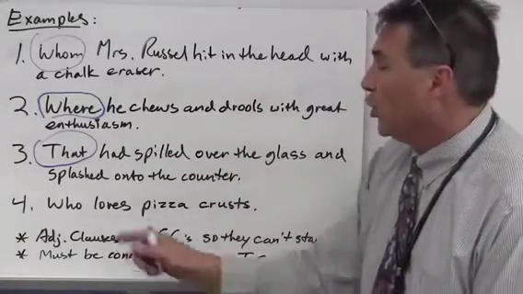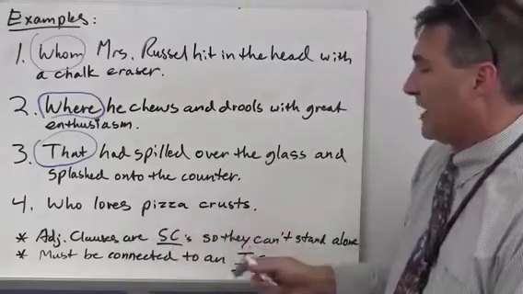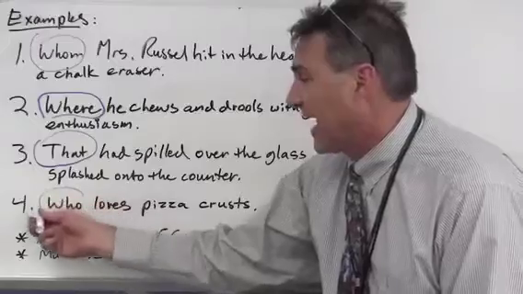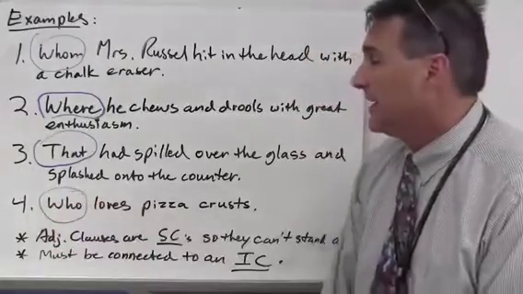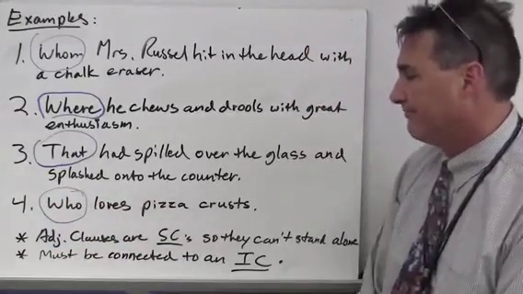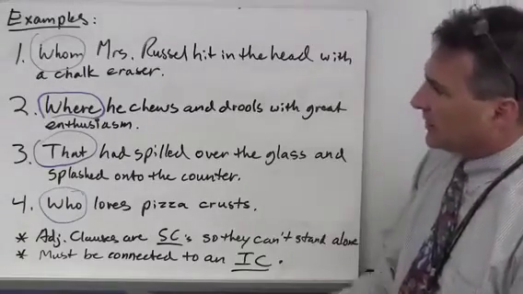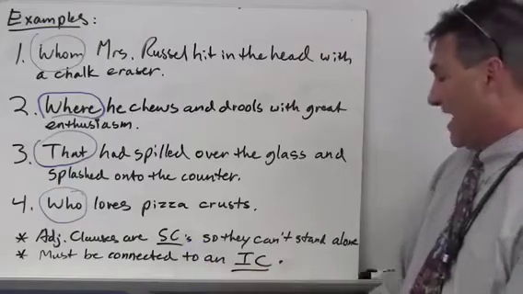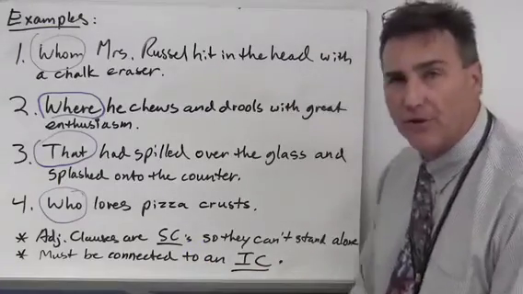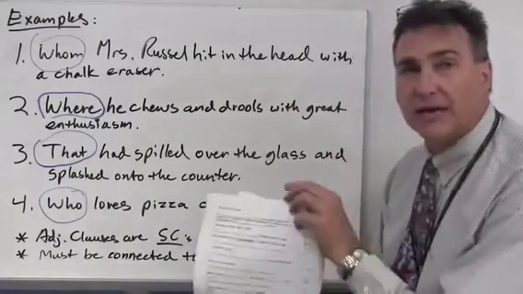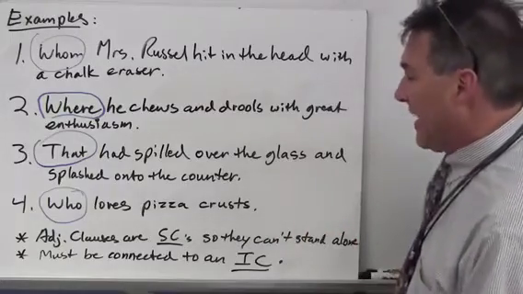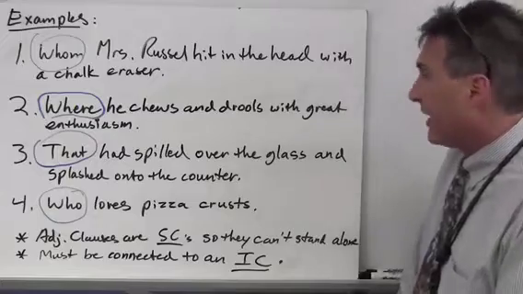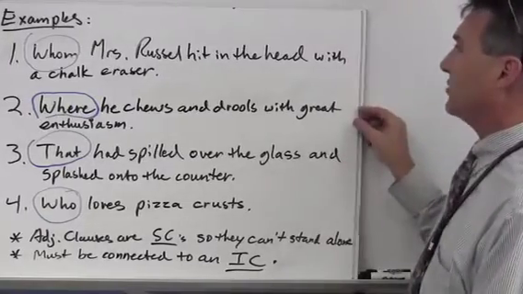Number 4, who loves pizza and crusts. Again, it's an incomplete thought, not a complete sentence. The subject and subordinator in one is the relative pronoun who. So, just to keep in mind here, adjective clauses are subordinate clauses, so they can't stand alone. And if you have the follow-along notes, you'll see that in there as a blank to fill in. That means they must be connected to another independent clause. And we'll see more of that here in just a moment.